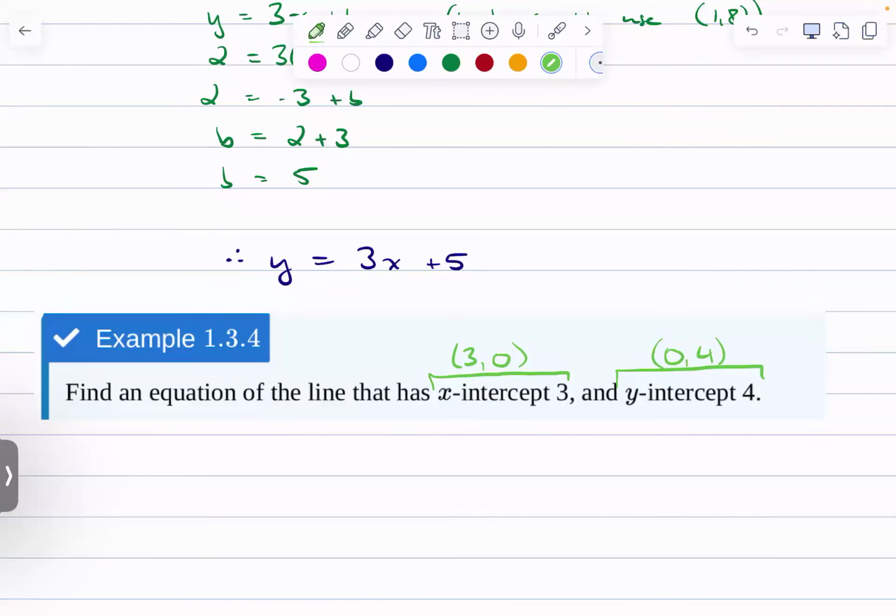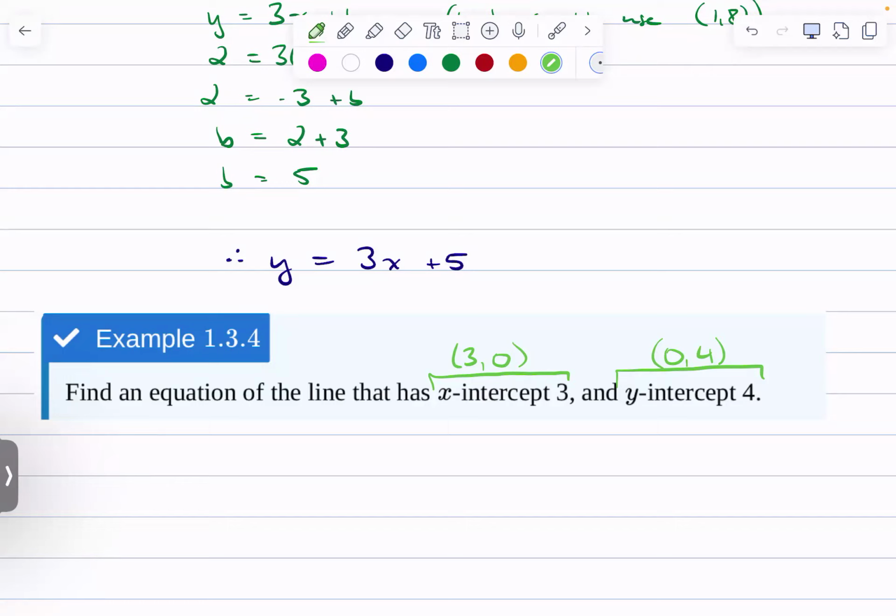Nice try, Emily. Just making sure you're awake. No, I did mess that one up. I was on autopilot. 0, 4. But then I was about to say the y-intercept is when x is equal to 0, and then I caught myself. Oh well. All right.